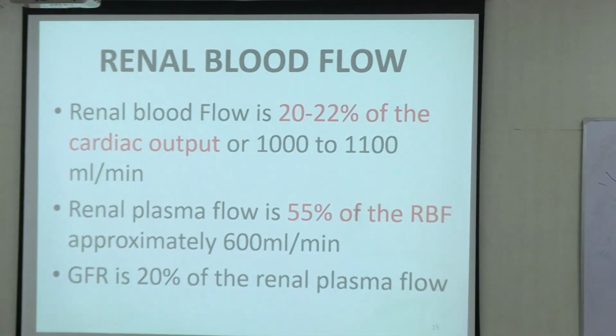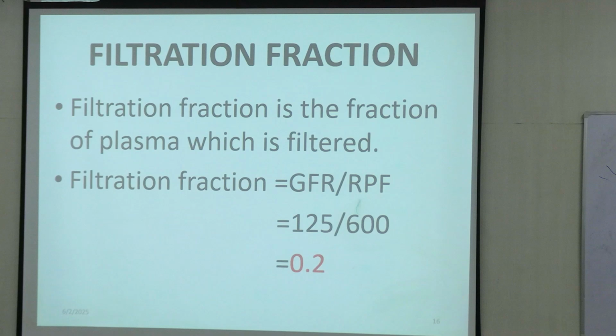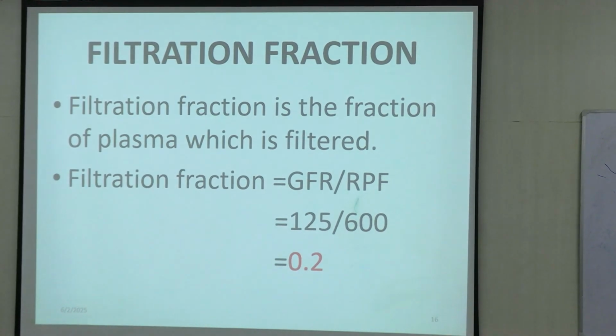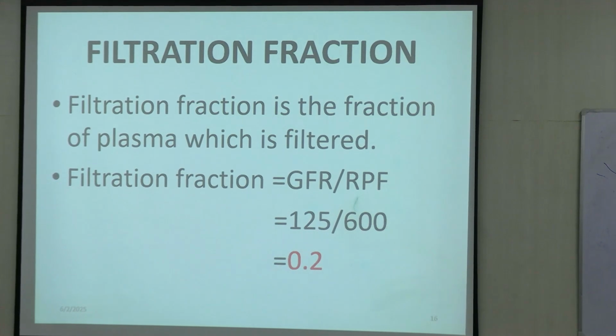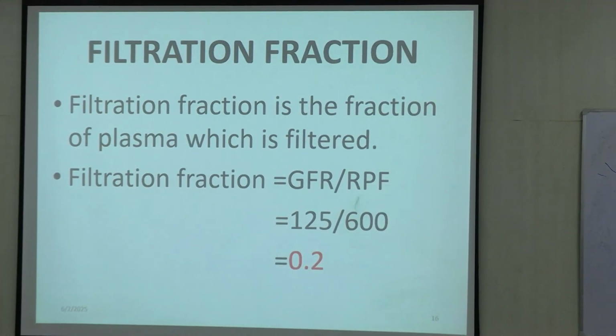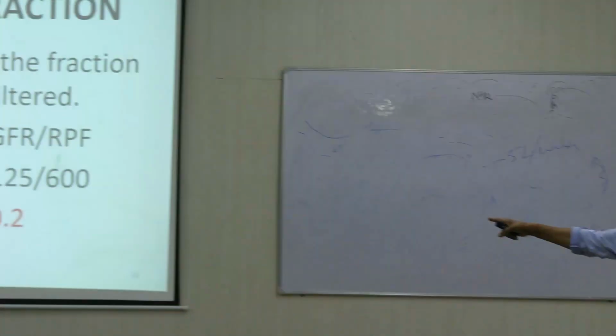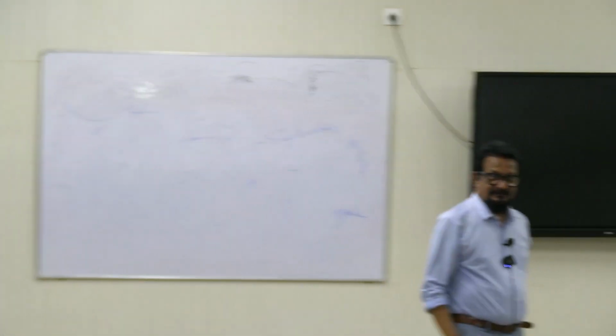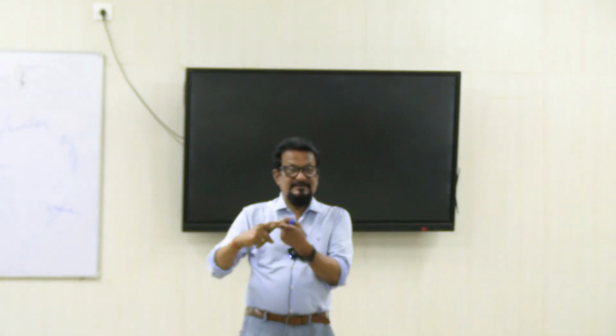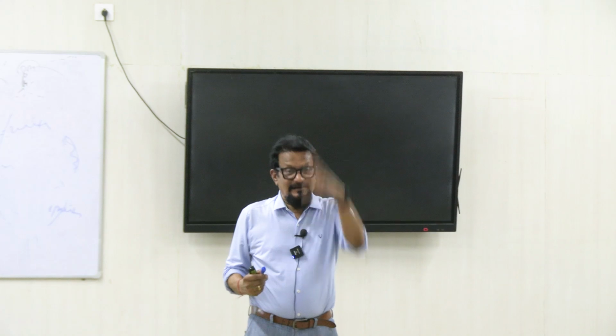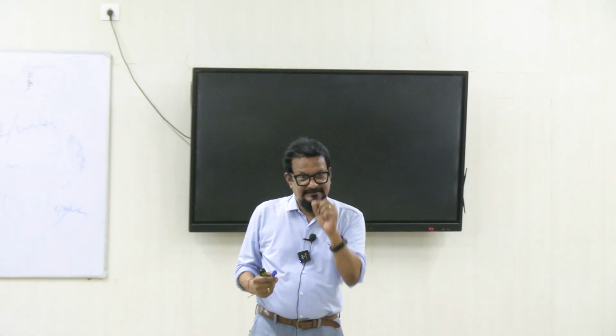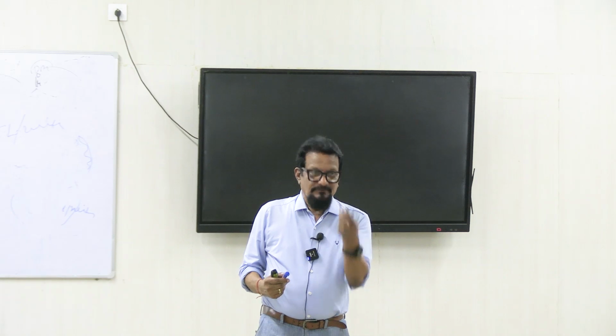This is already I explained. Filtration fraction: out of 600 ml, how much did we get? 125 ml of filtrate we got. So the GFR 125 divided by the amount of plasma, what is the amount? 600. So divide it, the factor we get, that is the filtration fraction. If the filtration fraction is more, that means more filtrate is producing. If the filtration fraction is less, less filtrate we are getting.